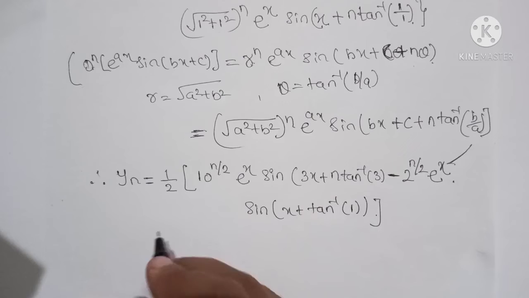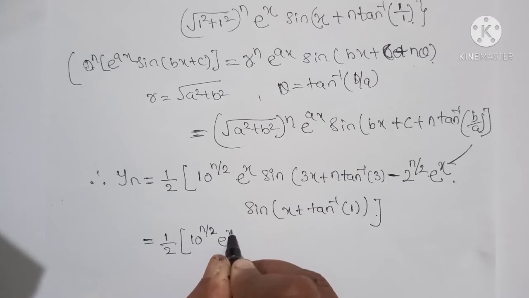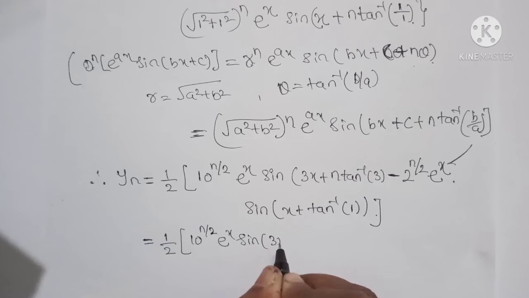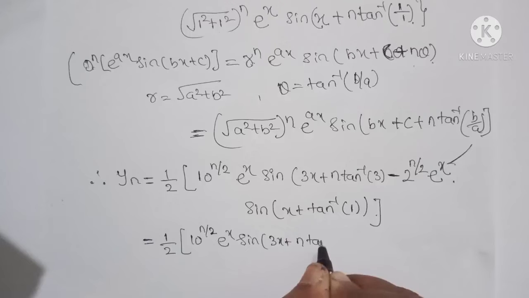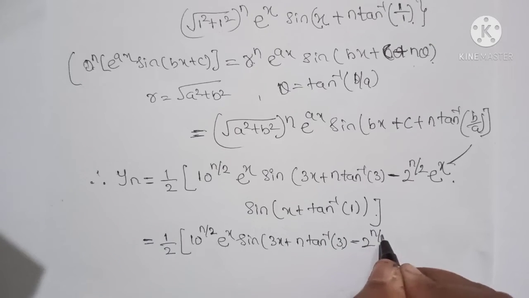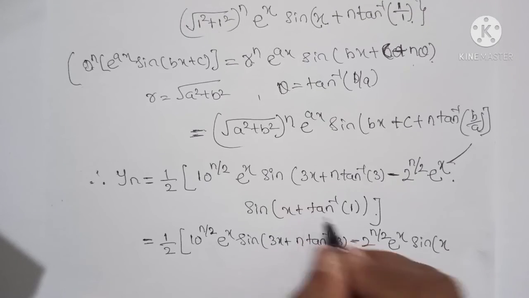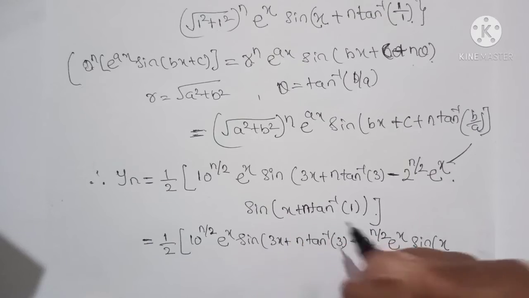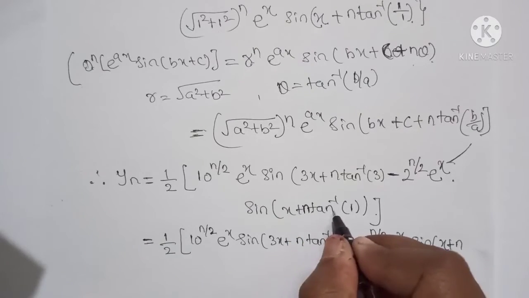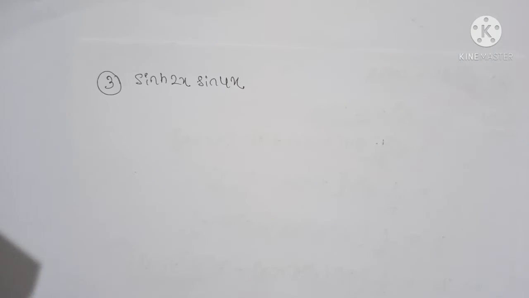So it is equal to 1 by 2, 10 raised to n by 2 e raised to x sine of 3x plus n tan inverse of 3, we keep it as it is, minus 2 raised to n by 2 e raised to x sine of x plus n tan inverse of 1, which is equal to pi by 4. Okay, next.